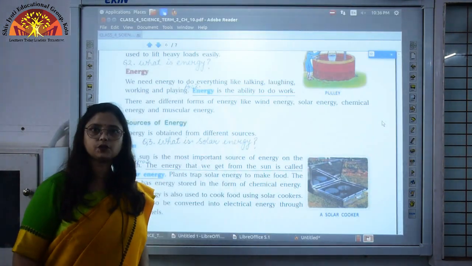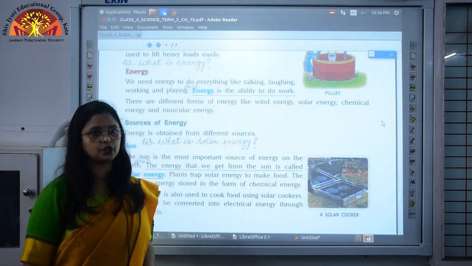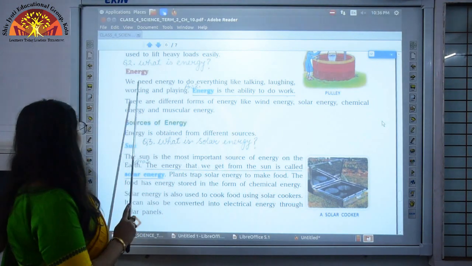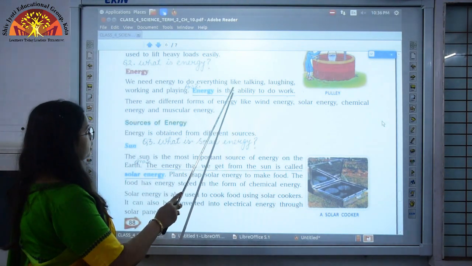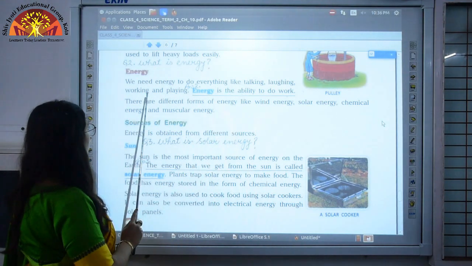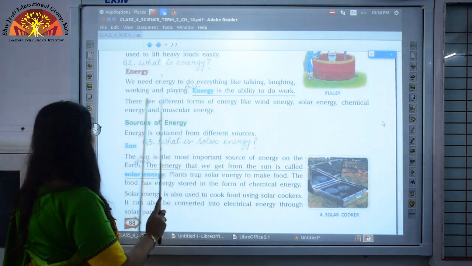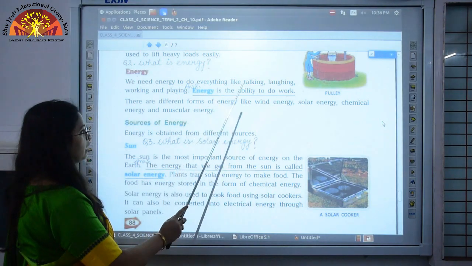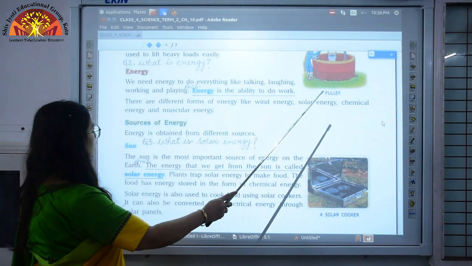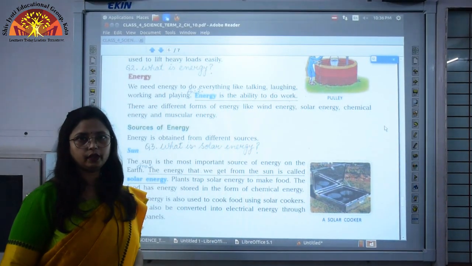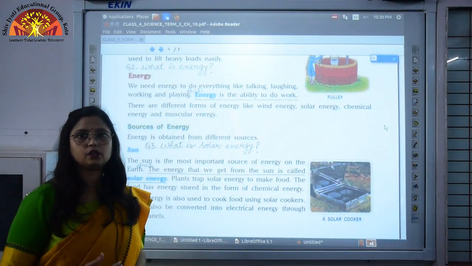So children, these were some of the simple machines. Now we come to our next topic, that is energy. We need energy to do everything like talking, laughing, working and playing. Energy is the ability to do work. There are different forms of energy like wind energy, solar energy, chemical energy and muscular energy. So what is energy over here? Energy is the ability to do work.